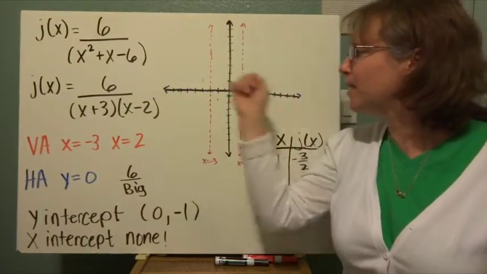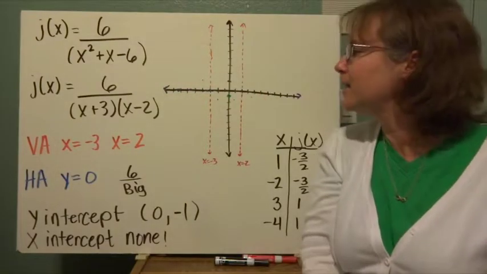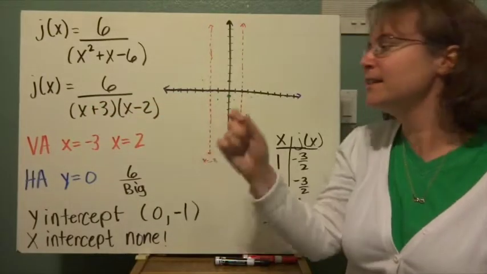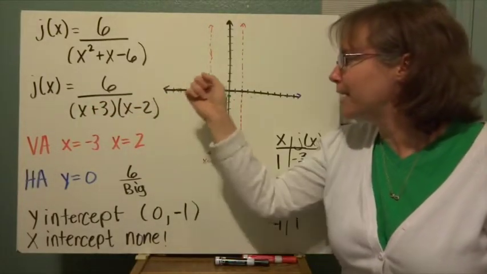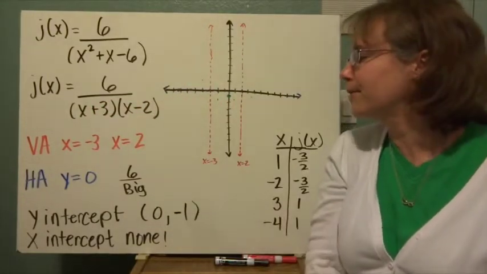So I went ahead and plotted that. It's kind of hard to do that when it's the same as your x-axis. So I sort of dotted it and drew my dotted lines a little bit further out.